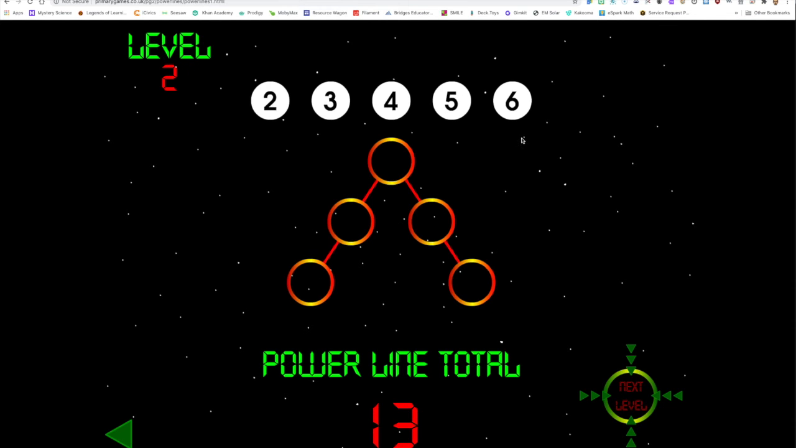And once you beat all the levels, take a screenshot of it, submit it in Seesaw, and leave me a comment about what strategy you found worked best for you while playing this game.